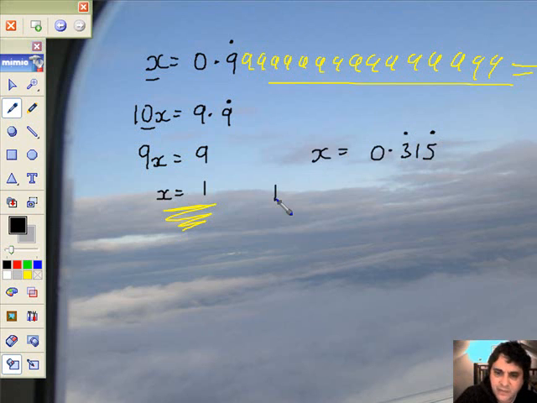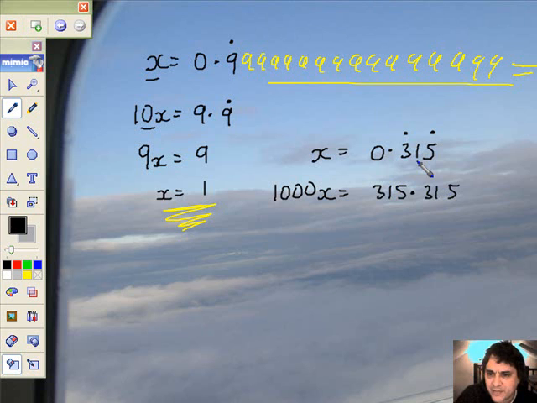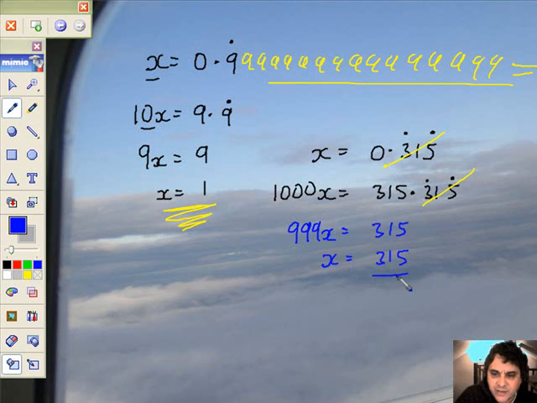Now look, 3 figures, let's go for 1,000 x's. And that will give us 315.315. Look, that matches that exactly, and that carries on recurring. So if I subtract 1x from 1,000x, I'm left with 999 x's equals 315, and x will be 315 all over 999.